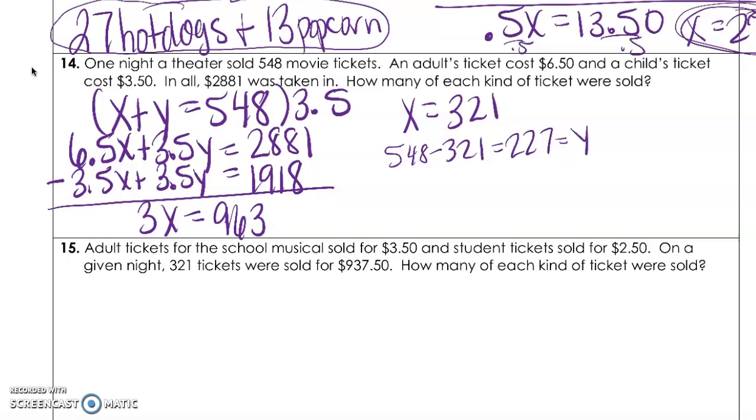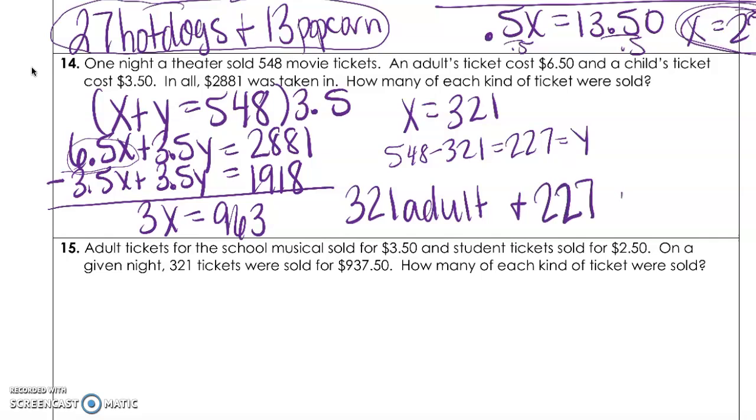But again, I don't want you to label it like that. You need to put the actual labels. So it says how many of each. So again, you go back, your x has the 650 with it, so that's adult. So 321 adult and 227 children.